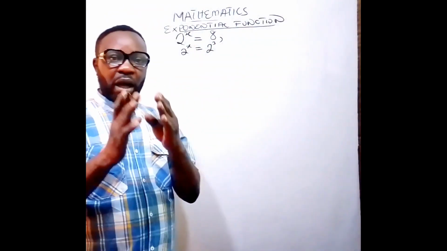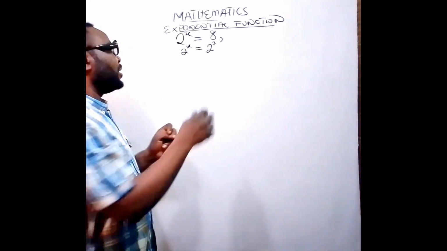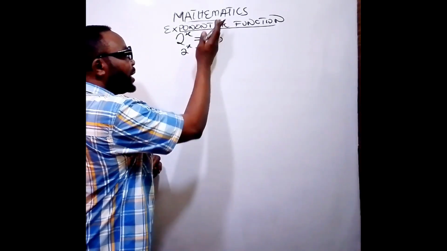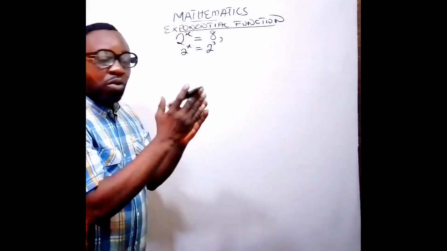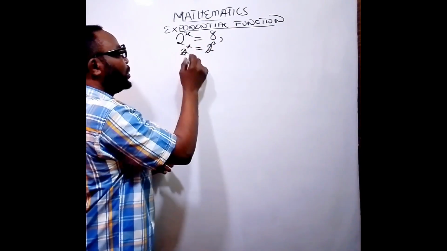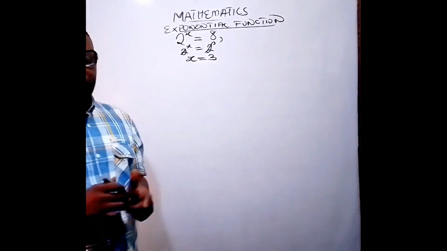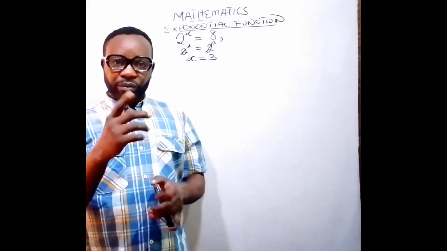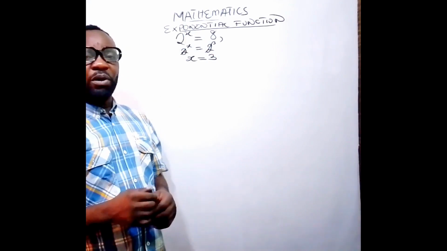Since I have 8 equal to 2 raised to the power 3, whenever I have only one value at the left hand side and only one value at the right hand side being equal to one another, you can see we have 2 here, we have 2 here. You can cancel them out. Then you can now say that x is equal to 3. Very simple like that. Now let's look at some questions regarding this exponential function.